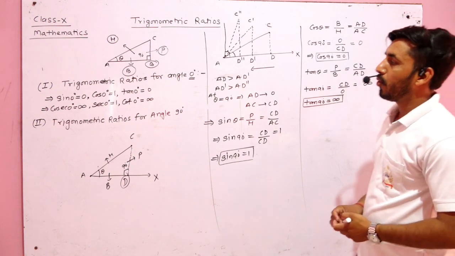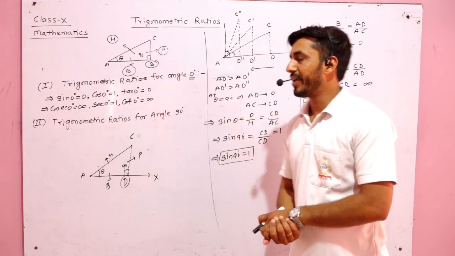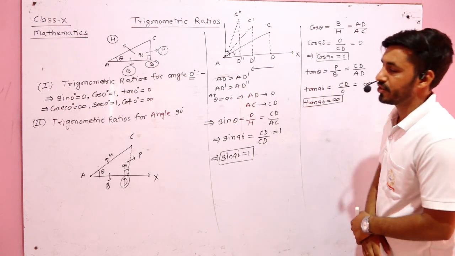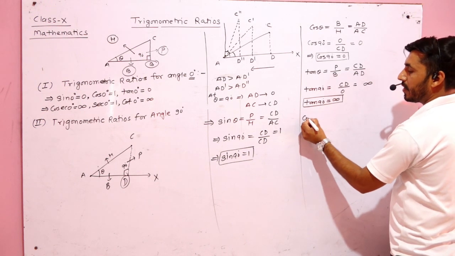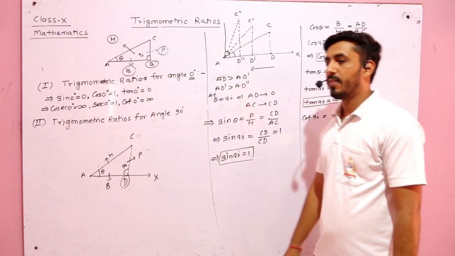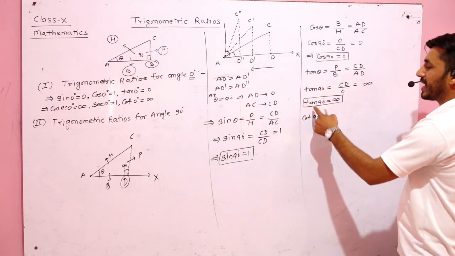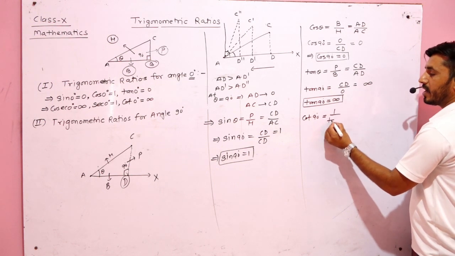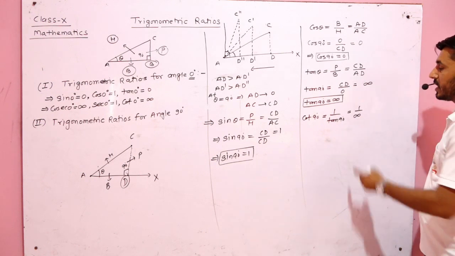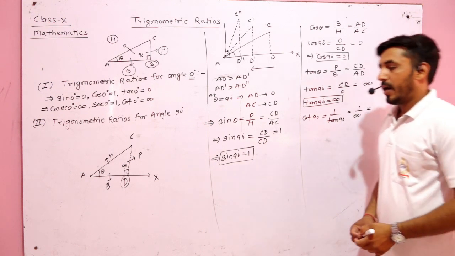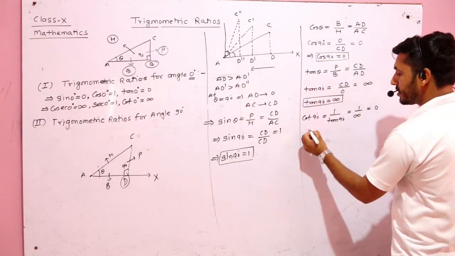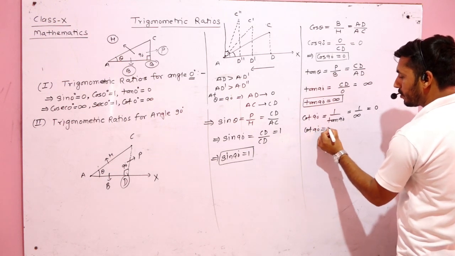And the remaining 3 trigonometric ratios we can directly get in terms of these 3 trigonometric ratios. Next, I want to get cot 90 degree, and we know cot theta is the opposite trigonometric ratio of tan theta. Then we can write 1 upon tan 90. What is the value of tan 90? It is infinite. Then 1 upon infinite will be 0. It means cot 90 is equal to 0.